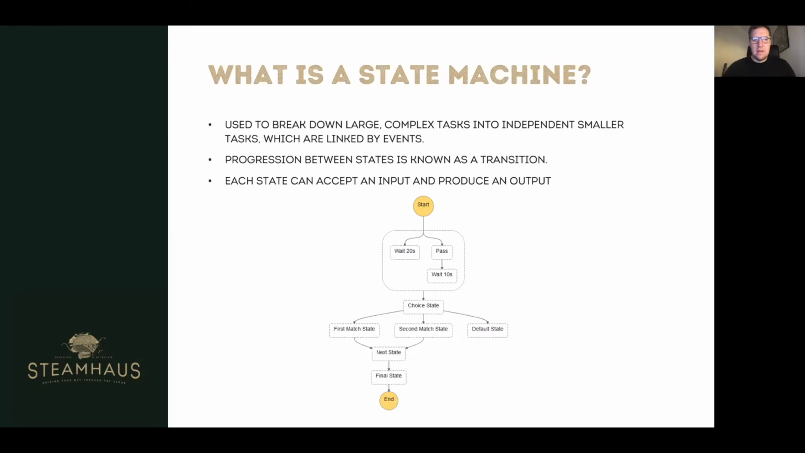So from an AWS Step Functions perspective, their implementation of a state machine is a logical entity inside of the Step Function service, which controls the flow of the workflow. And it also manages the state of all the activities and the data flowing between each of them.